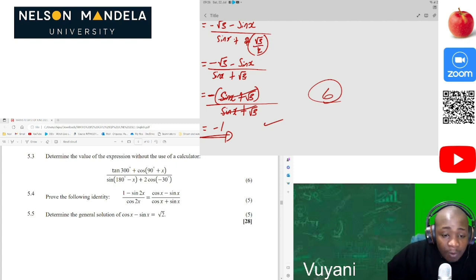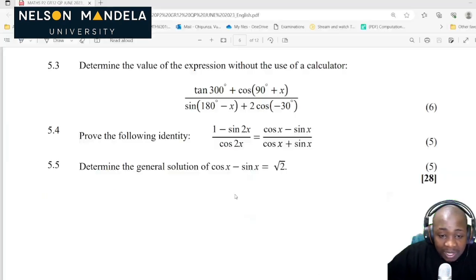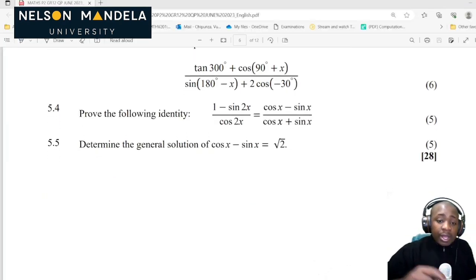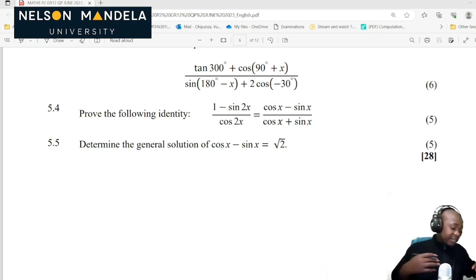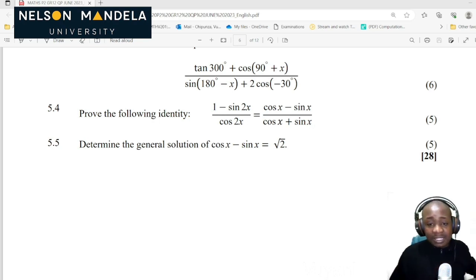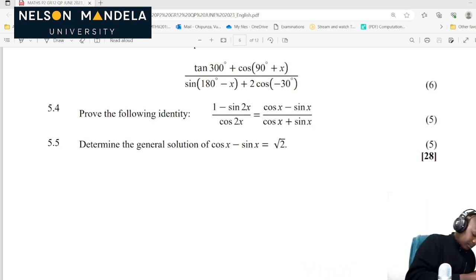Okay, let's move forward to the next question, guys. We don't have time. Now, prove the following. This is hectic. Prove the following question. In order for us to prove that, let's prove the left-hand side, okay? You can never prove both sides at the same time. So let's just say 5.4. Left-hand side is equal to what? 1 minus sine 2x all divided by cos 2x.